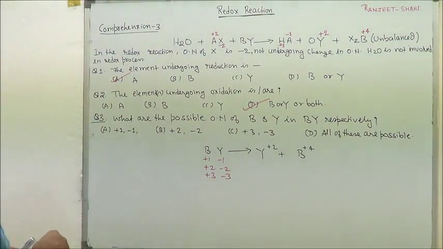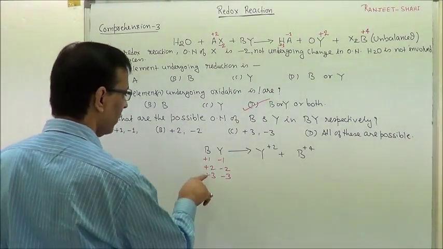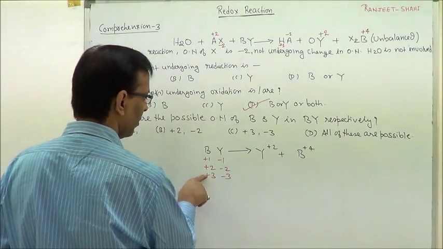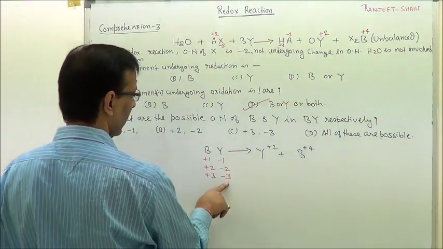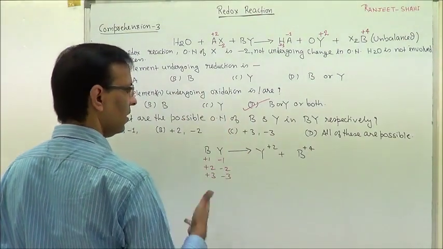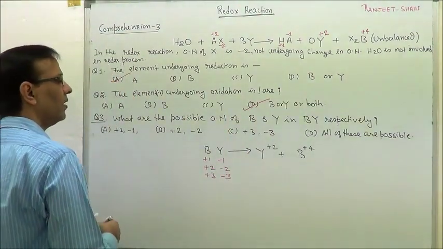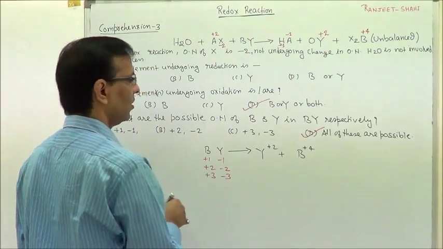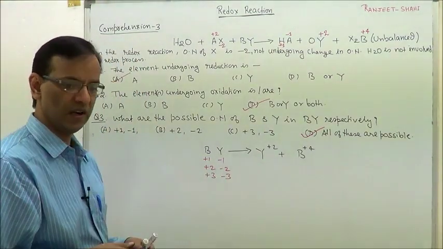+3, -3, it is possible. Since B goes from +3 to +4 oxidation and Y from -3 to +2 oxidation, it is possible. So all these are possible oxidation numbers. So the answer will be D.